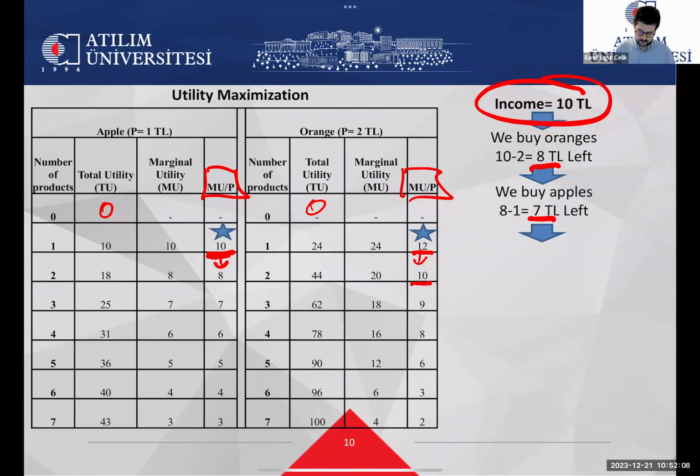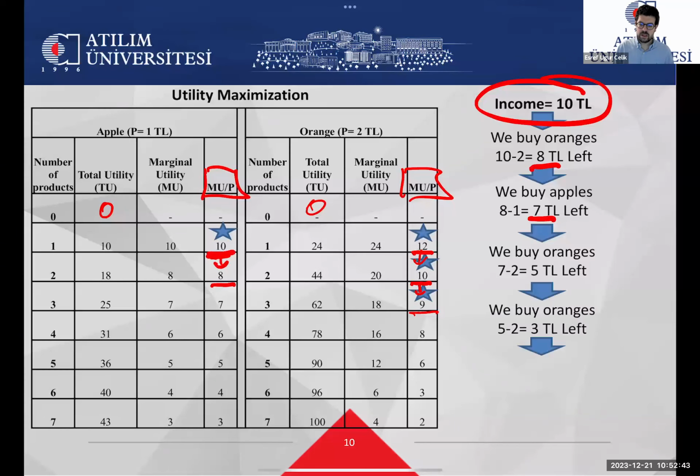And for the apple, we consumed it so we can move down. This time 8 to 10. Exactly, this time orange. So 5 Turkish lira left after paying 2 Turkish lira. For the apple, we are still on the second row, but for the orange, we consumed it so we can move down. This time 8 to 9, still orange is the winner. We pay 2 Turkish lira more, so 3 Turkish lira left.